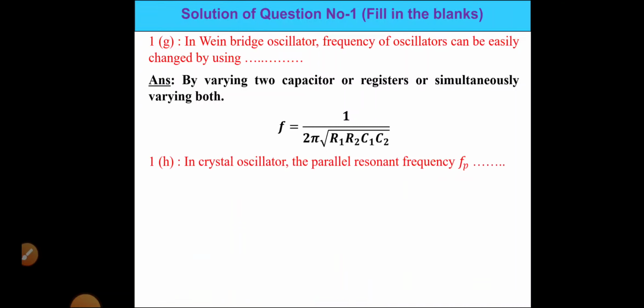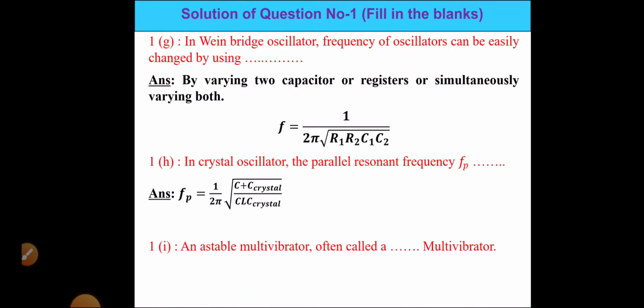In a crystal oscillator, the parallel resonant frequency fp is written as fp equal to 1 by 2 pi root over (C plus crystal capacitor value) divided by (L times C times crystal capacitor value). So this is the formula for the parallel resonant frequency in a crystal oscillator. An astable multivibrator is often called a free running multivibrator. An astable multivibrator automatically switches on and off, so that's why it is called a free running multivibrator.